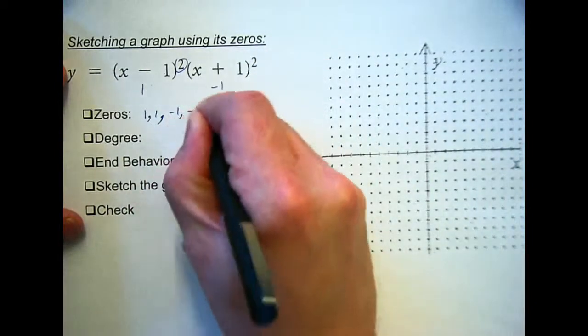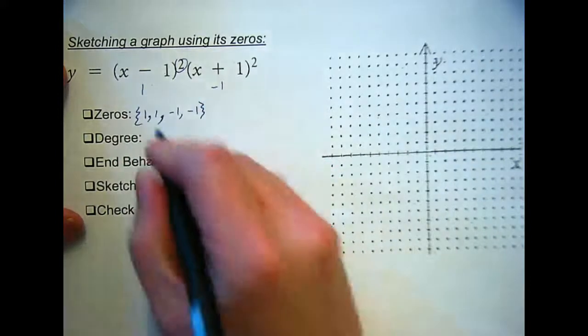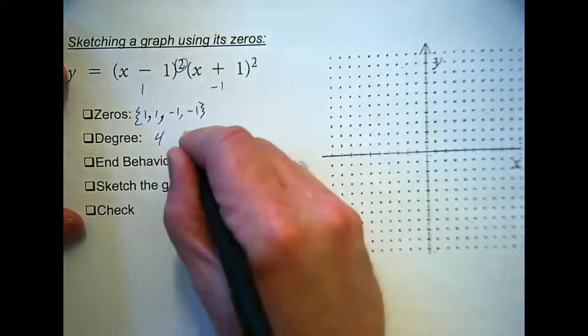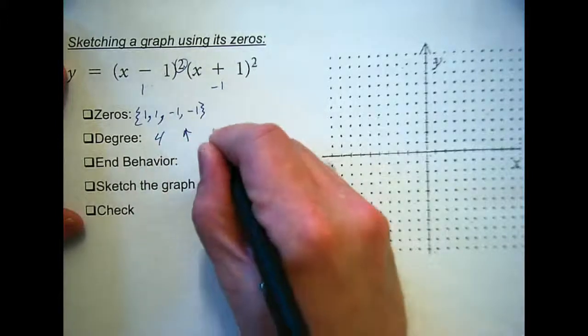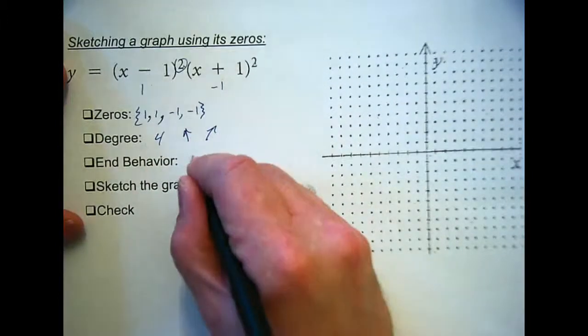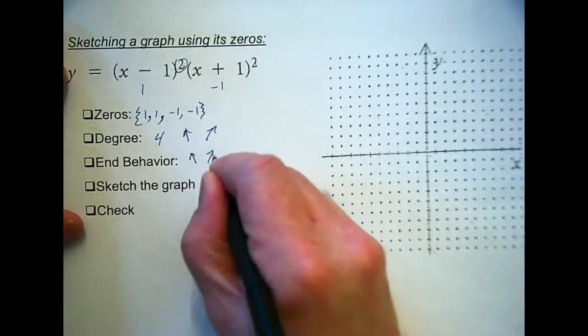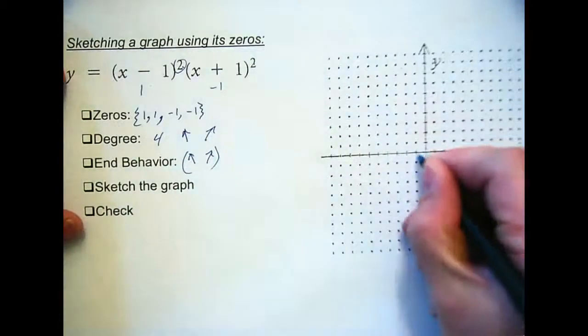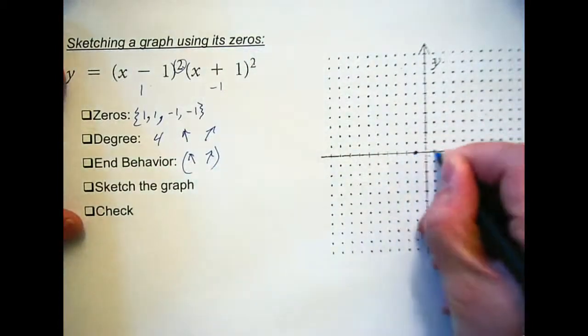Degree is 4, which means my graph is up, up. I should put that with the end behavior: up, up. Okay, we sketch the graph. We go to 1 and -1. I know I need to begin up here and end up here.